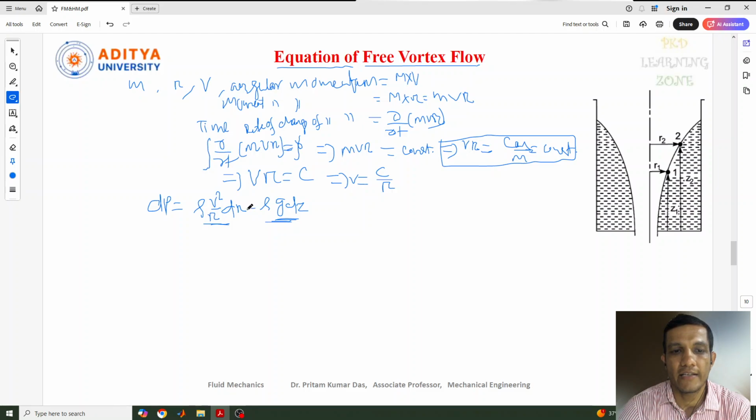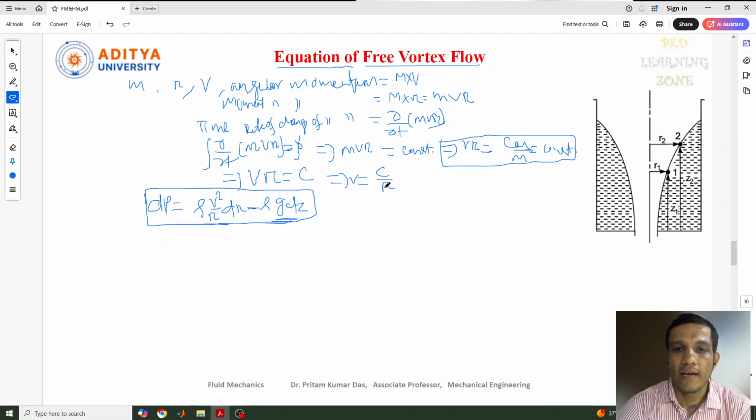Okay, Z, and this is R. Okay, so this came from the hydrostatic law, and this one is our vortex flow, which is flowing when the liquid is rotating in a horizontal plane. So this equation you have already derived in the previous videos. You can see that one also.